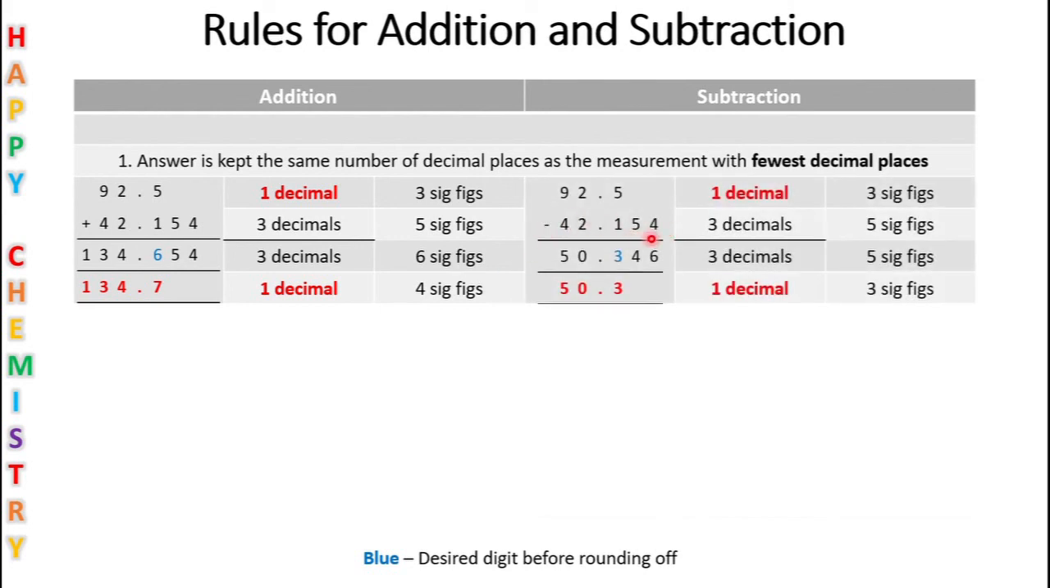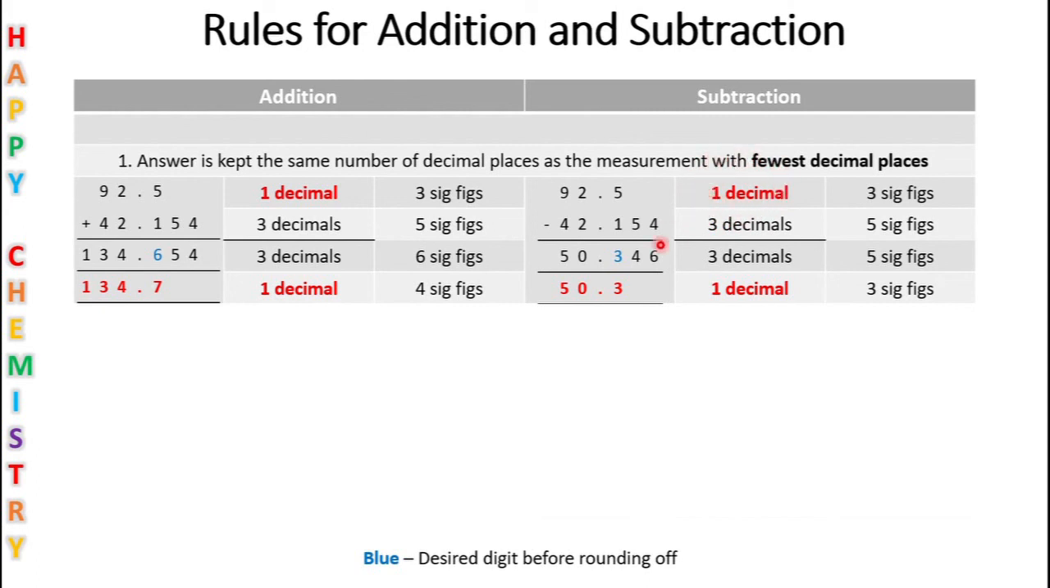42.154 is subtracted from 92.5. The answer is 50.346. Similar to the earlier example, 92.5 has one decimal place and 42.154 has 3 decimal places. Therefore, the answer should have only one decimal place.